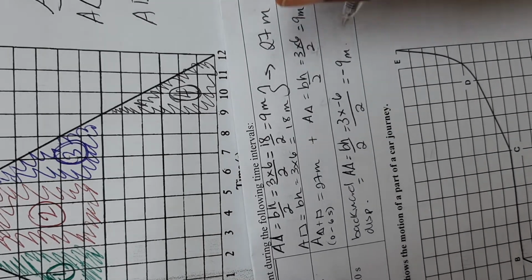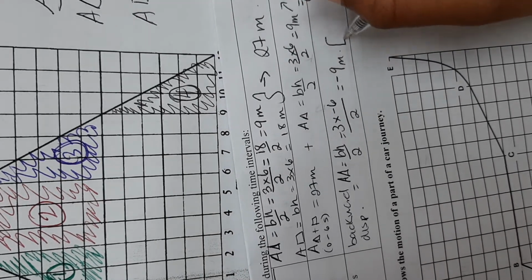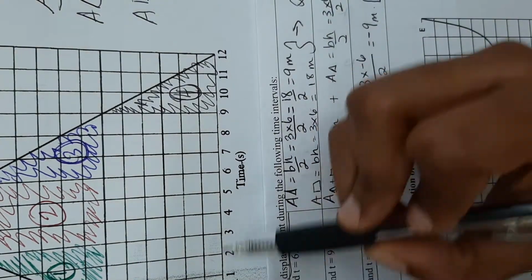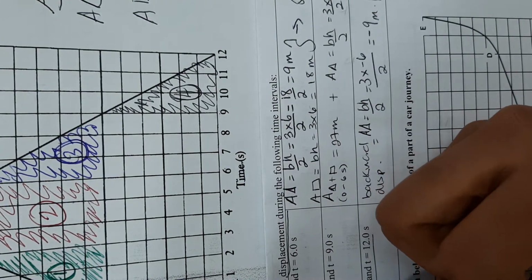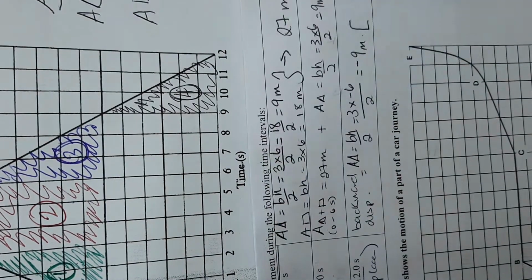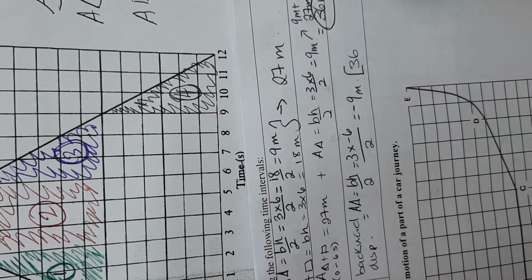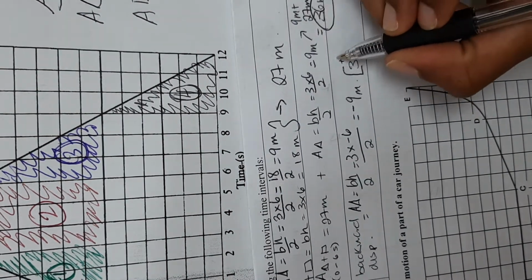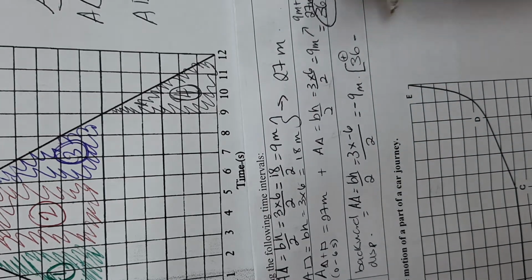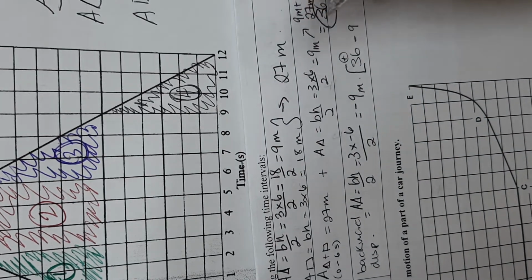Okay, and so the total displacement is going to be this here, from 0 to 12 seconds. That's the total displacement. And so we're going to subtract the forward displacement, it's in the positive direction, subtract this 9 meters from that.